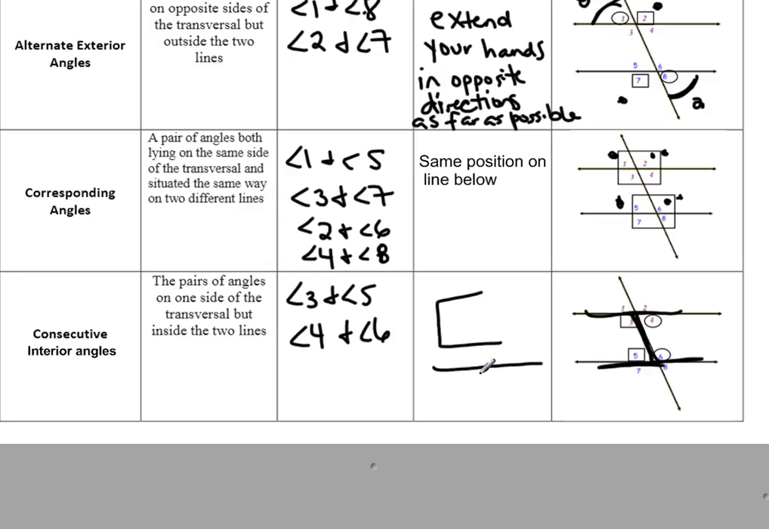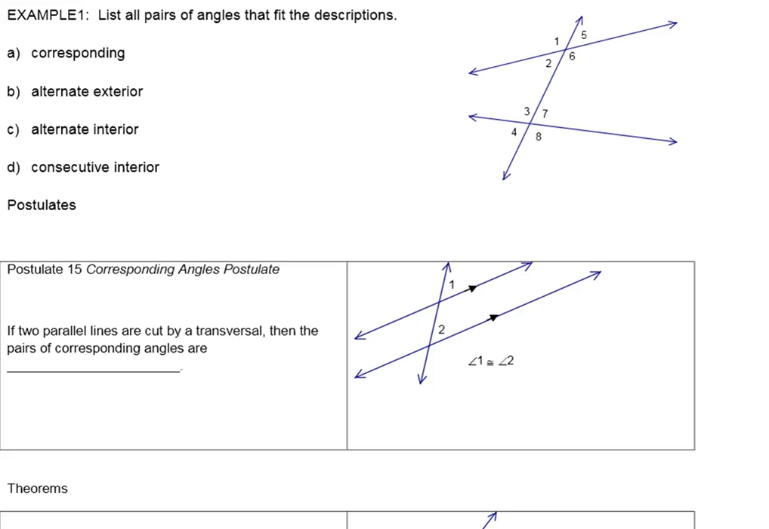Let's go on the right side of my transversal. Right side of the transversal, consecutive, one right next to the other, inside the two lines. So angle 4 and angle 6 are consecutive interior. And the way I remember consecutive interior is if you highlight consecutive interior, you form a C, and then if you keep highlighting the other form of consecutive interior angles, it forms an I for consecutive interior. So they're going to be here, and they're going to be here. C and I, consecutive interior.